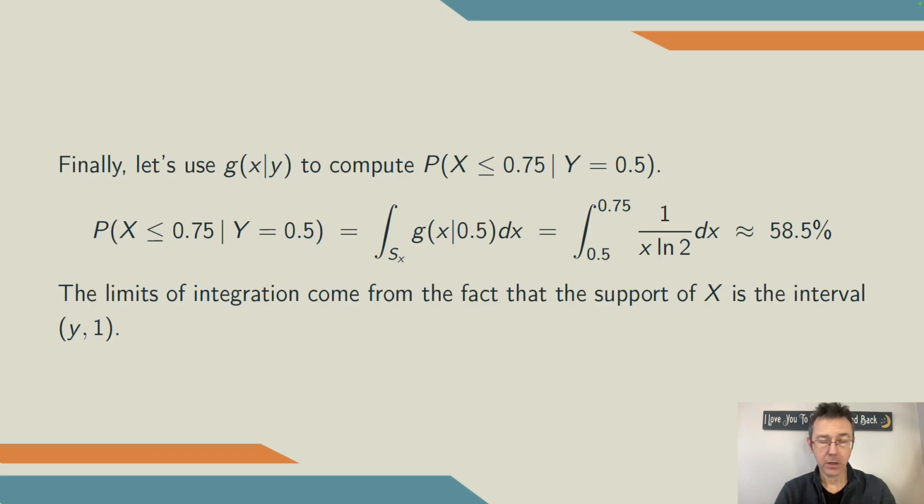So let's wrap up this problem by computing this probability that x is less than or equal to 0.75 when y is equal to 0.5. So we're going to integrate g of x given 0.5, which we just found, over the specified range, probability that x is less than or equal to 0.75. That means integrating from 0.5 to 0.75. 0.75 on top, coming from that x less than or equal to 0.75. The 0.5 on the bottom, coming from the fact that y has to be less than or equal to x here. When we do out that integral, we get about 58.5%.